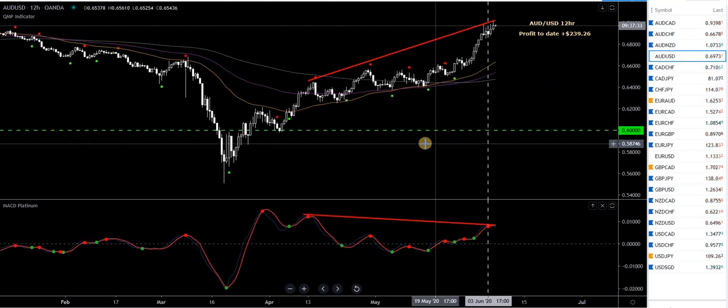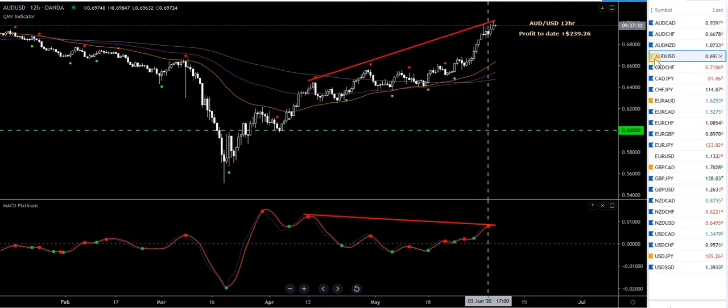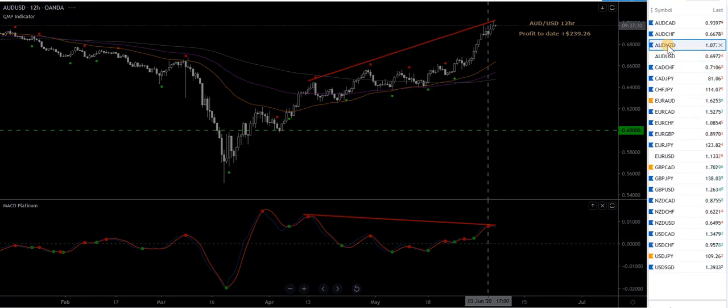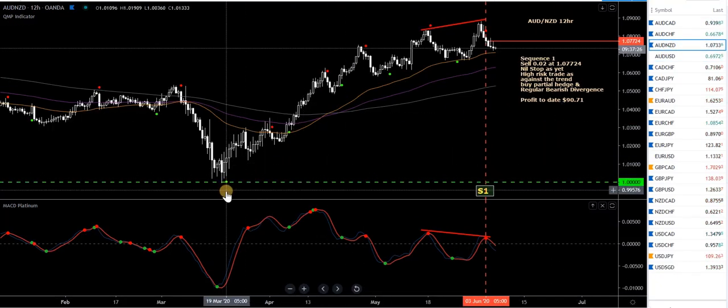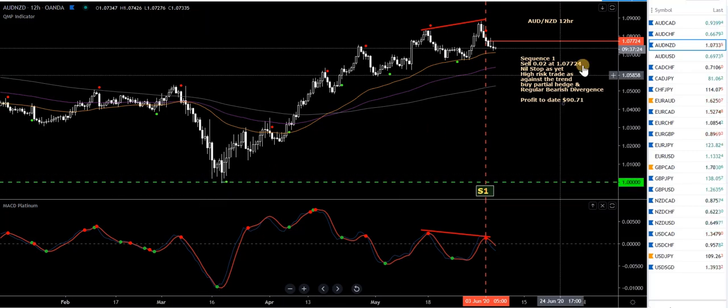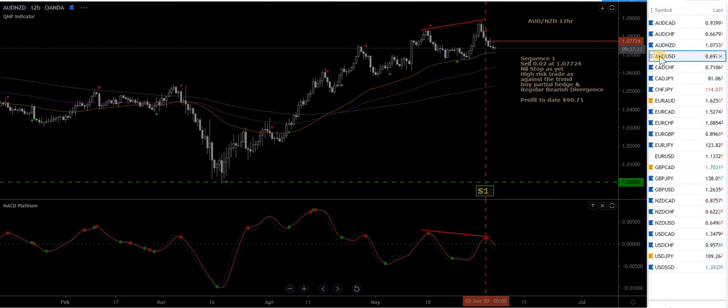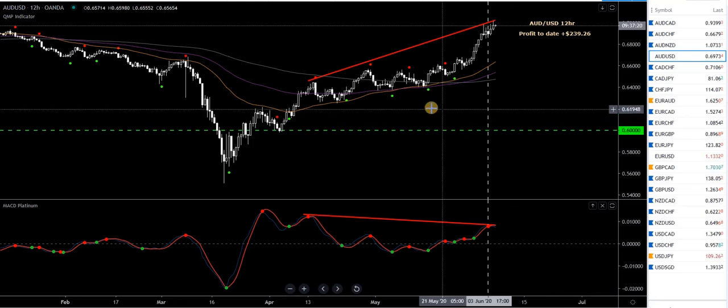Aussie USD, no trades. Here's one of these big numbers. I think the Aussie New Zealand had a big number, didn't it? Yeah, parity, 1.000. There's a big number there. Aussie USD, it's a 60-cent level.